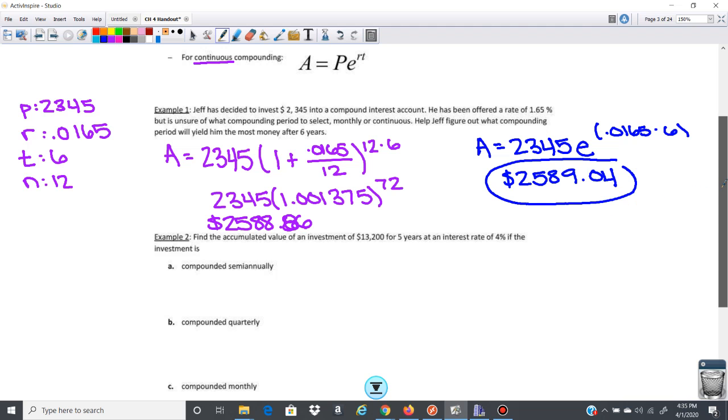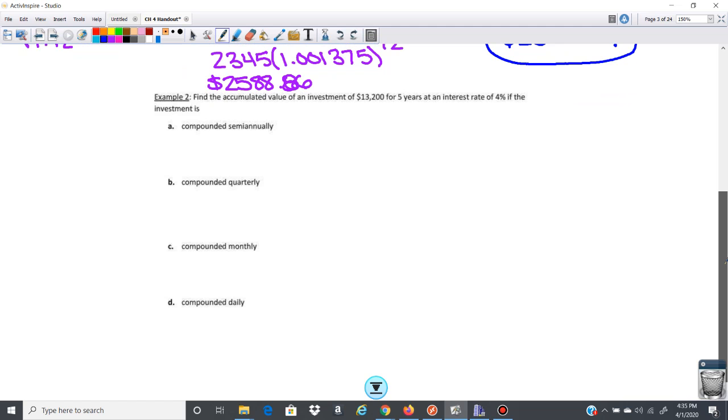So let's look at these examples as well. So you have an investment of $13,200 for 5 years, an interest rate of 4%, and then different compounding periods. So here you're going to have a principal of $13,200. Our interest rate is going to be 4%. So as a decimal, that's going to be 0.04. And it's for 5 years, so our t is going to be 5. And then we're going to have different compounding periods.